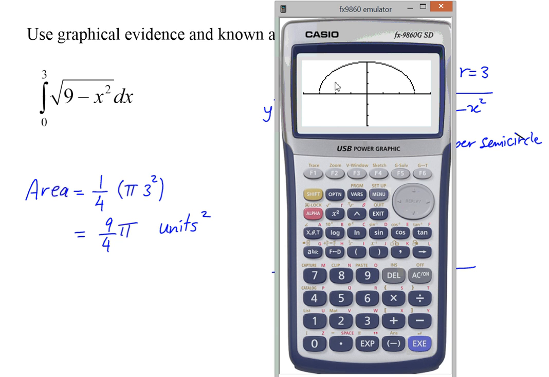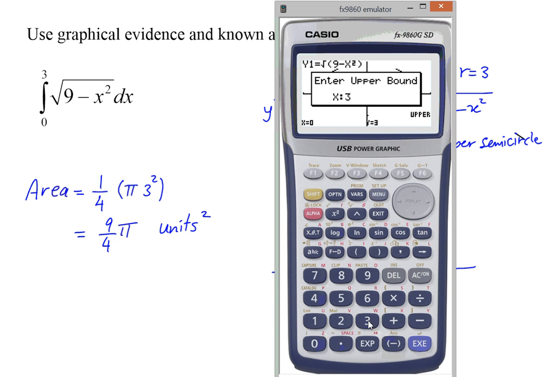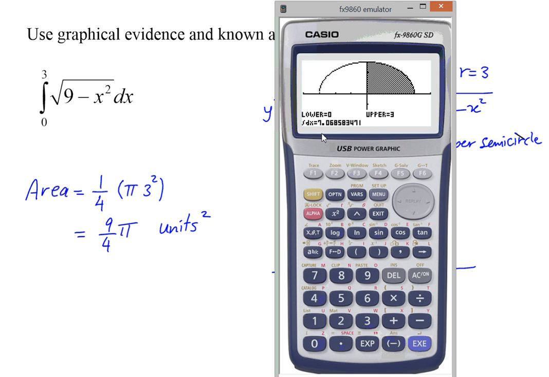Notice here that you don't see a circle. That's because of the settings of the axes. If you want to get a perfect circle, make sure that you set the numbers on the x-axis to be double the range on the y-axis. So gsolve, next screen, integral from 0 to 3, and that gives us 7.068, and that's what we found before. That's this area here.